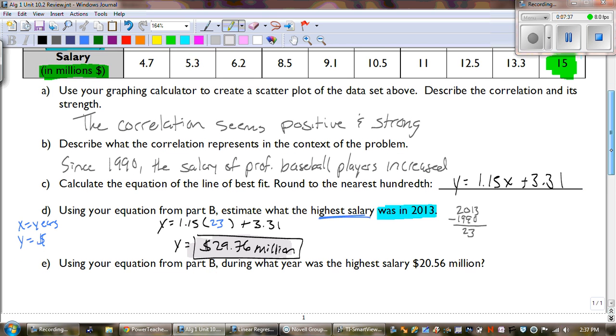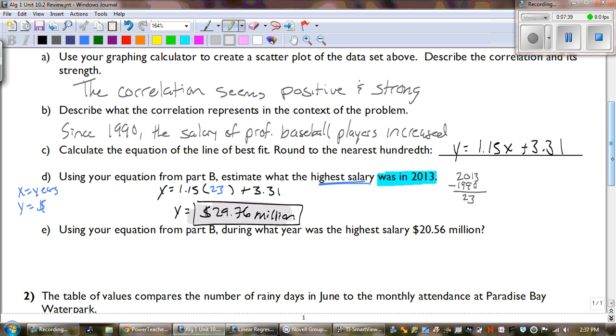Now, the next one is saying use the equation from part B. During what year was the highest salary 20.56? So they didn't tell us the years, but they told us the money, okay? So the money, 20.56, and then we're just going to use the rest of the equation: 1.15x plus 3.31. Okay? And let's go through and solve it.